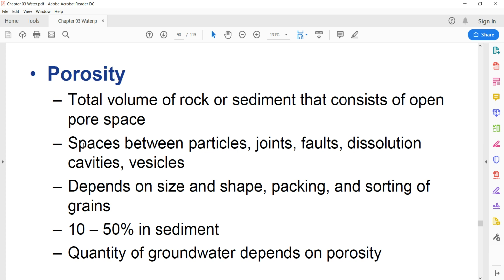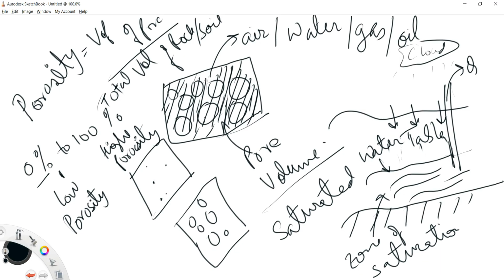Porosity is also defined as the spaces between particles, joints, faults, dissolution cavities, or vesicles. It depends on size and shape, packing and sorting of grains. So it is strongly a function of the grain size that makes up that soil or the rock material. So you can, again, another photograph we can draw here, you might have seen it before. If you have all of these sediments of the same size, very large size, see, so now it will leave all these large pores here. If they are all of the same size, uniform size, that will leave a lot of pores.